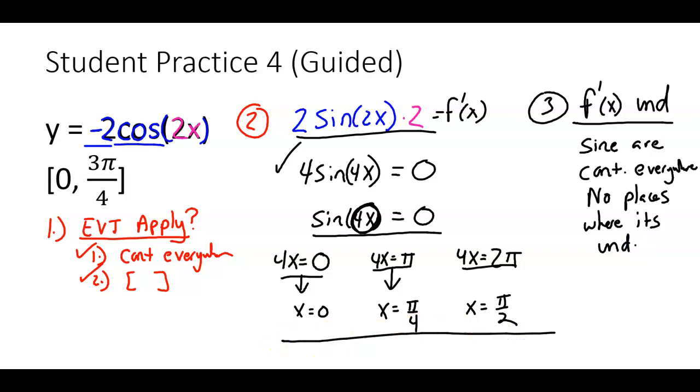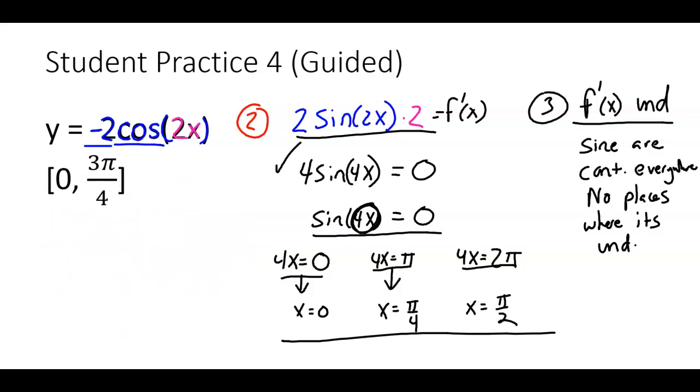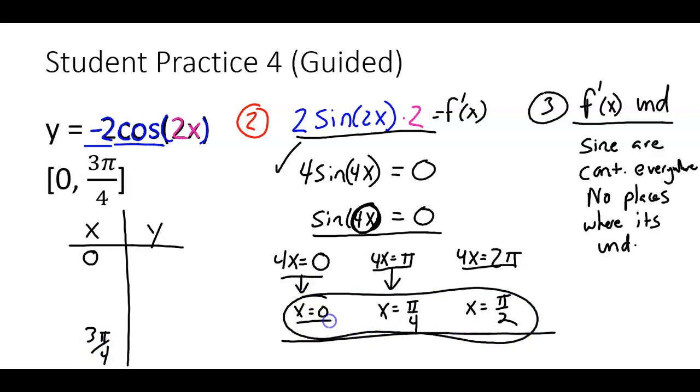All right, we're ready for steps 4 and 5, which is the table. So we're starting at 0 and we're ending at 3 pi over 4. Now, how do I know if these numbers are on the interval? Well, obviously 0 is okay. I've already got it there, so we don't really care about the 0. What about pi over 4?